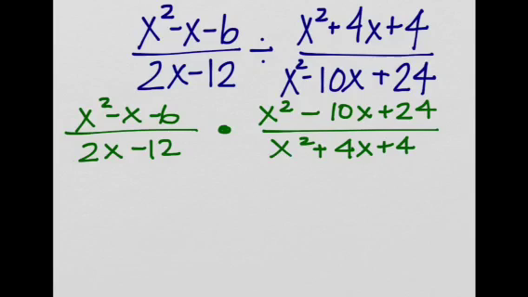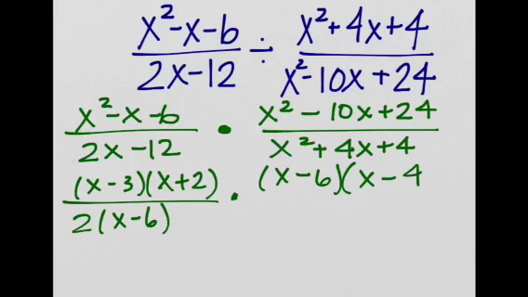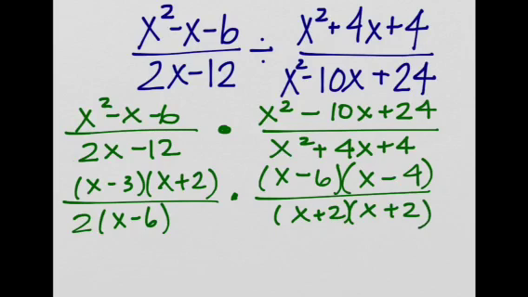We want to factor each part of each of these fractions. So x minus 3, x plus 2. We're going to factor out a 2 here, x minus 6. This becomes x minus 6 times x minus 4 over x plus 2 times x plus 2. Now, in the multiplying rational expressions video, I said that the next step was we want to find the x values that make our expression undefined.